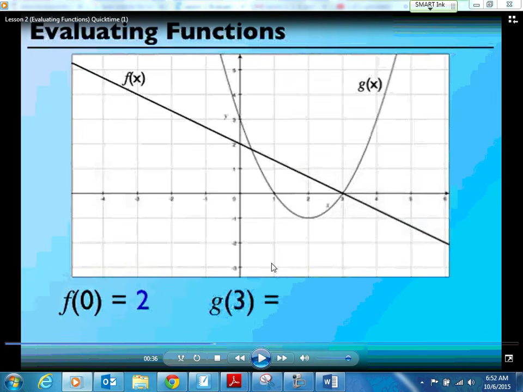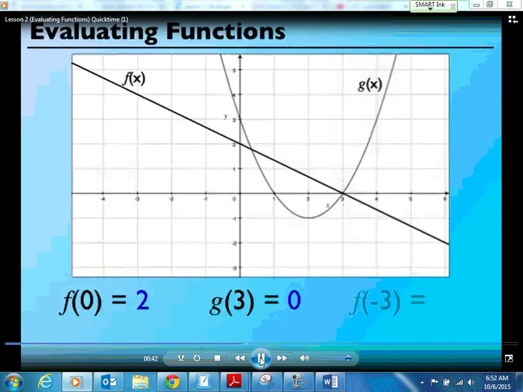Now g of 3, same thing. So we're going to go over here to 3. And now we're looking on g of x, this parabola. What's the output of the parabola when x is 3? Well, there's our line at 3. Those are the inputs we're looking at. And where does that hit g of x? Well, right there at 0, right on that point. So g of 3 is 0.